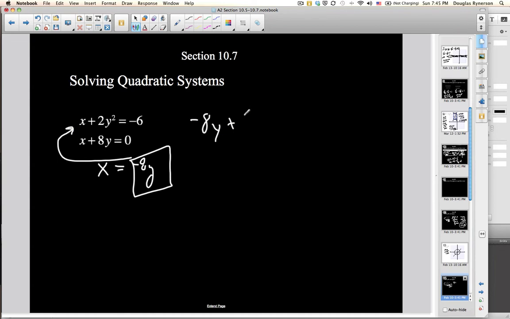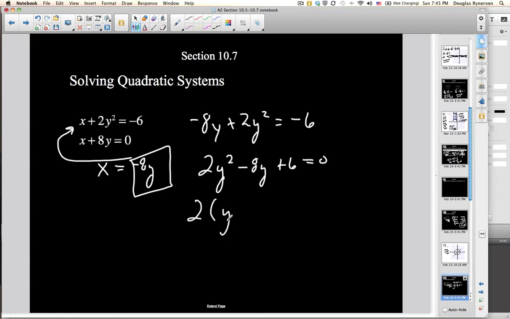Negative 8y plus 2y squared is equal to negative 6. Now this is going to be a quadratic function. If I set it to be equal to 0 and go through the process of solving, I get 2y squared minus 8y plus 6. I added 6 to either side and then put my terms in the correct order. I notice that these are all even numbers, so I can factor a 2 out of them: y squared minus 4y plus 3.